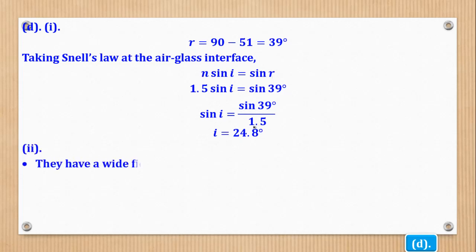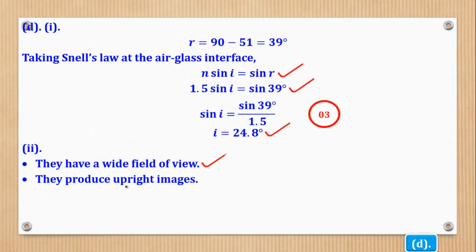Then Roman 2, why convex mirrors are used as driving mirrors. 1 is that they have a wide field of view, and 2, they produce upright images. And that's what they wanted.